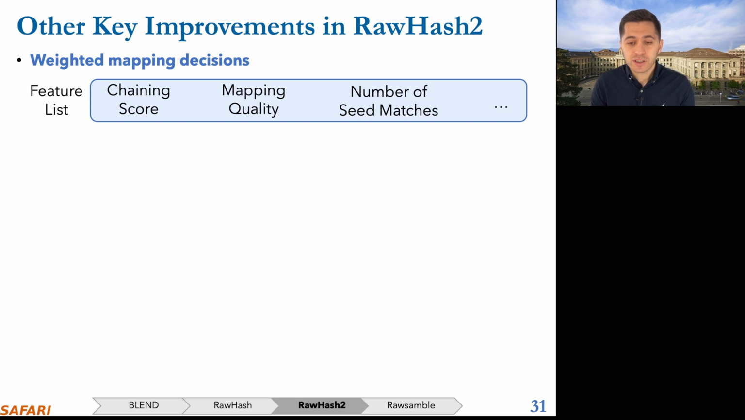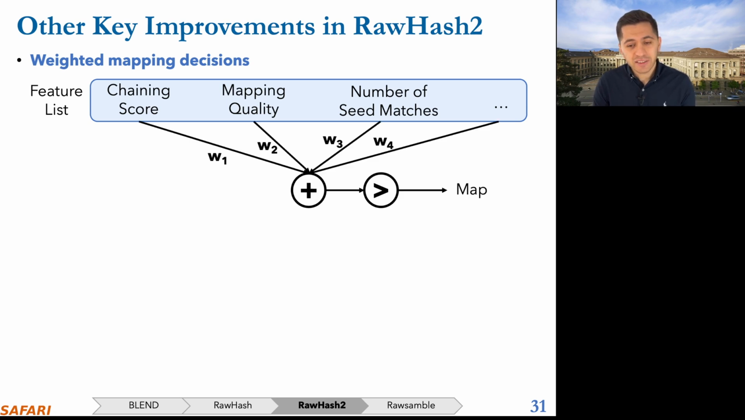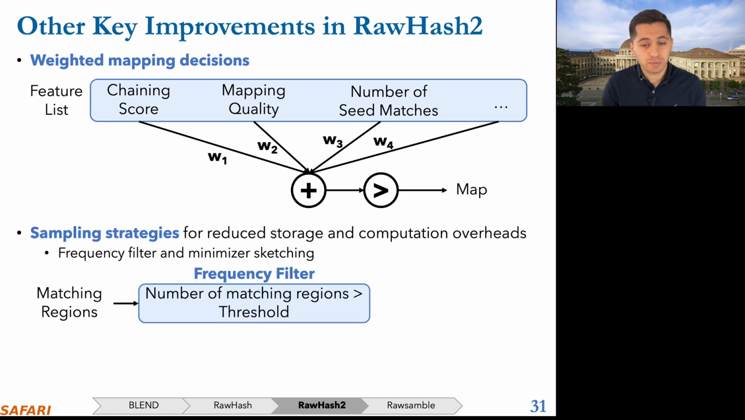First, rather than using a simple chaining score threshold, we generate multiple features to collectively decide if mapping should continue. We assign weights to these features and update the weights to optimize mapping accuracy and performance. We believe this idea should not be limited to raw signal mapping, but should be utilized in general read mappers.